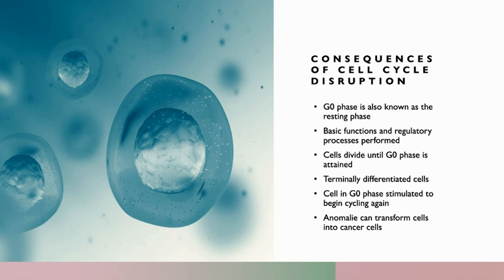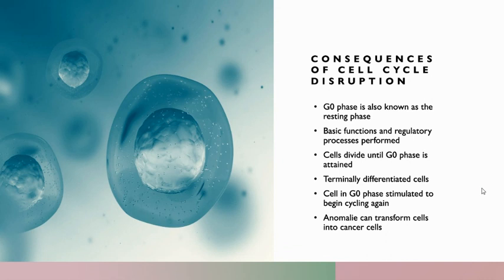Cells will go through the cell cycle until it reaches the G0 phase, and then they become terminally differentiated cells. They no longer need to go through mitosis. They're done. So when this happens, they are usually cleared by apoptosis. However, there are anomalies that can trigger a G0 phase cell to begin cycling again. When this happens, these cells are not detected by apoptotic defense mechanisms and can undergo uncontrolled cell divisions, leading them to become cancer cells.